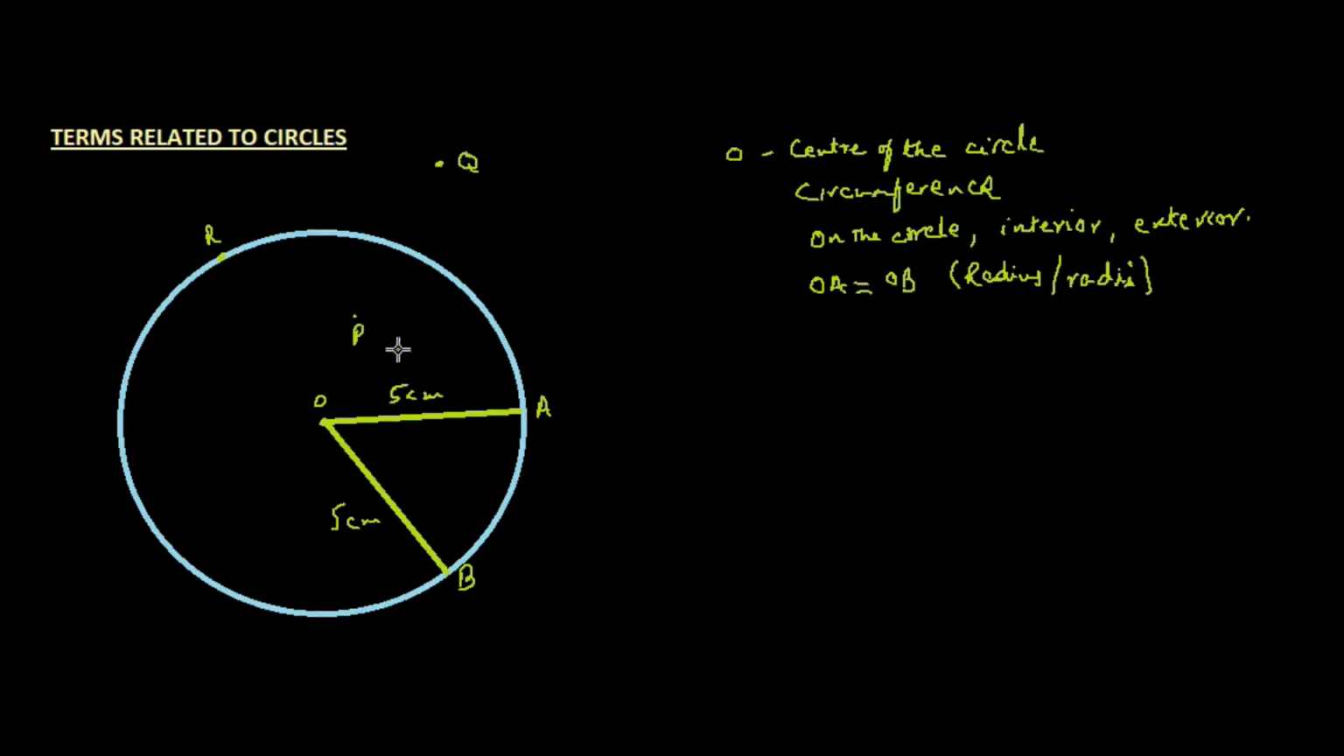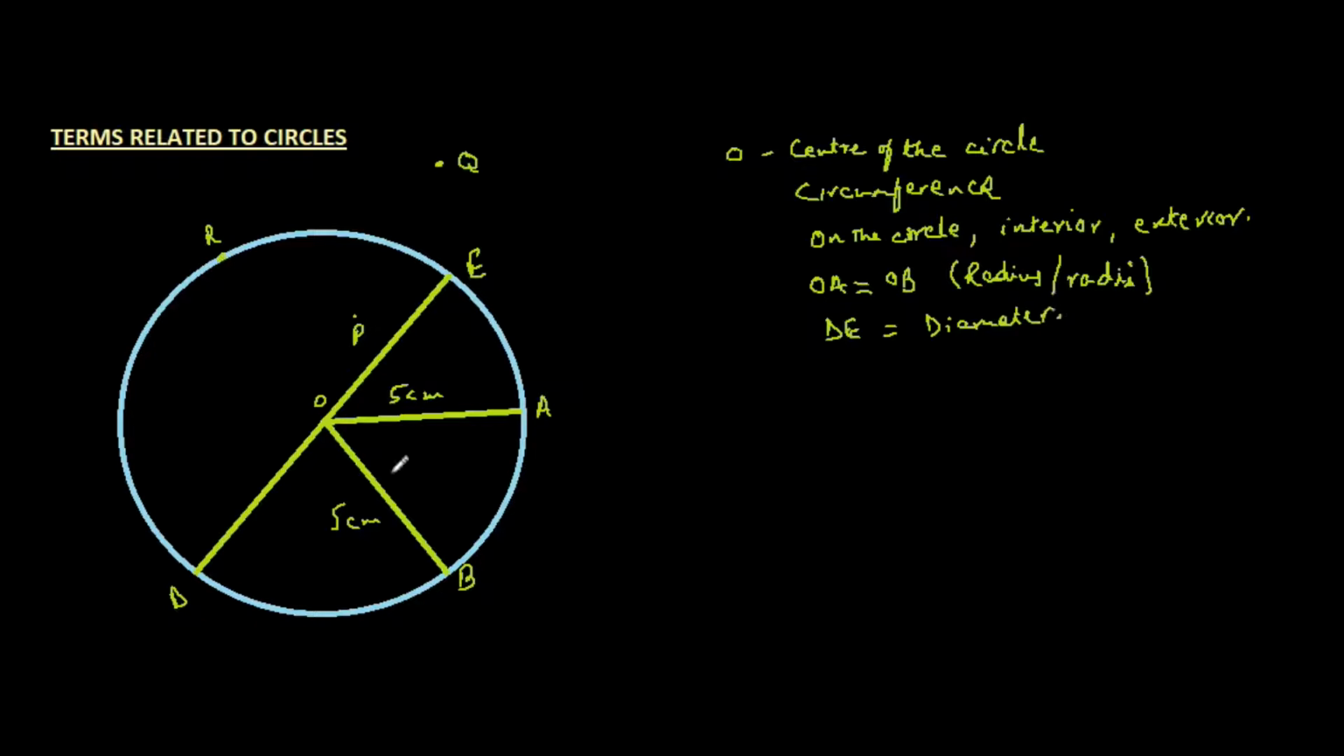And there's another thing that we have, that if we have a line which passes through the center and touches the circumference on two parts of the circle, then that line is called the diameter. So let me call this, say, DE. So DE is diameter.